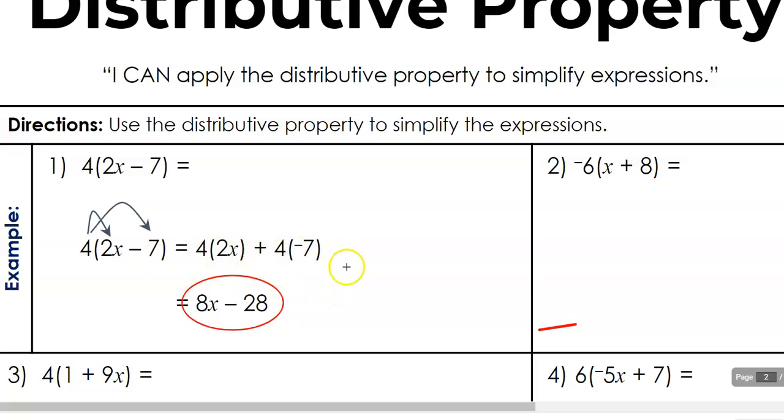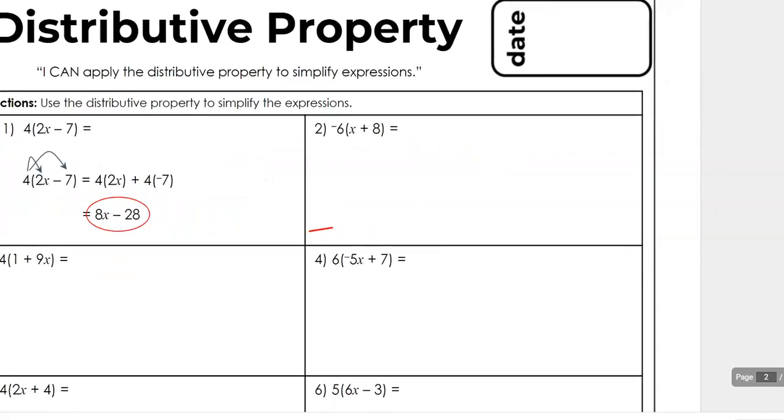Once I multiply, I can only combine, add, or subtract terms that are alike. If the terms are not alike, then you cannot add them. So this expression is going to be your answer because these two terms are not like terms. So let's go and try another.